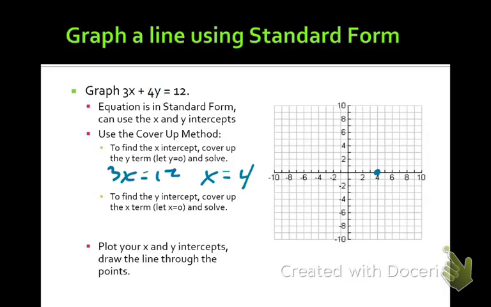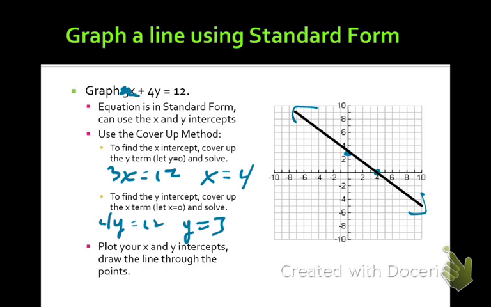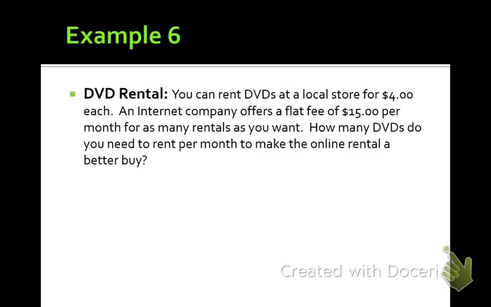And then for the y-axis, we cover up the x's, or let x be 0, and solve for y. So divide by 4, and y is 3. And so 3 on the y-axis is right here. That's our line. So we draw a line through that the best we can. That's not too bad. And that's graphing a line using standard form, right? That gets us where it hits the x and y axis. Sometimes those intercepts aren't very pretty, so another method would be nice to have, okay? We'll talk about that a little bit later.